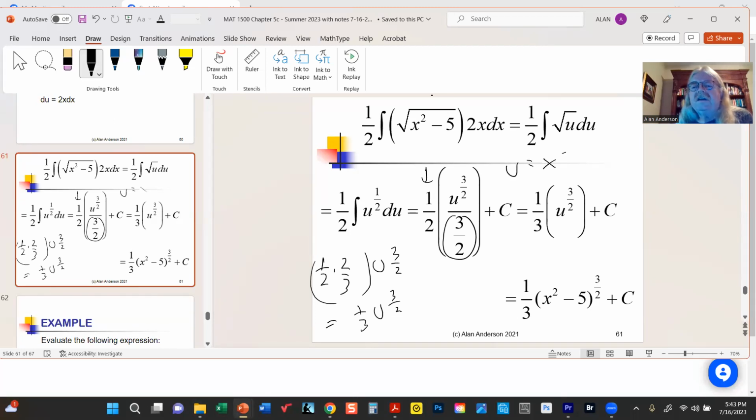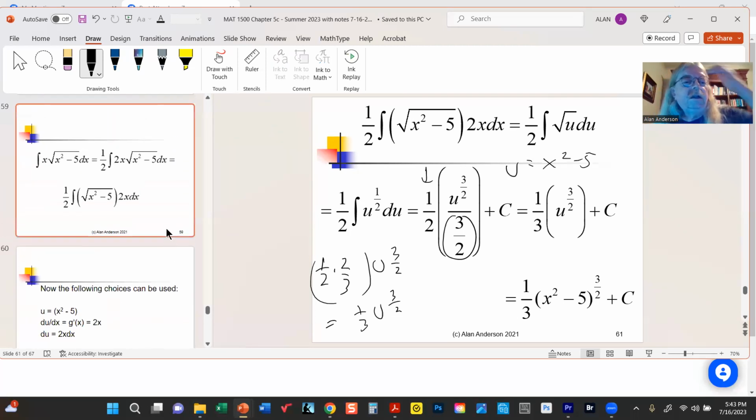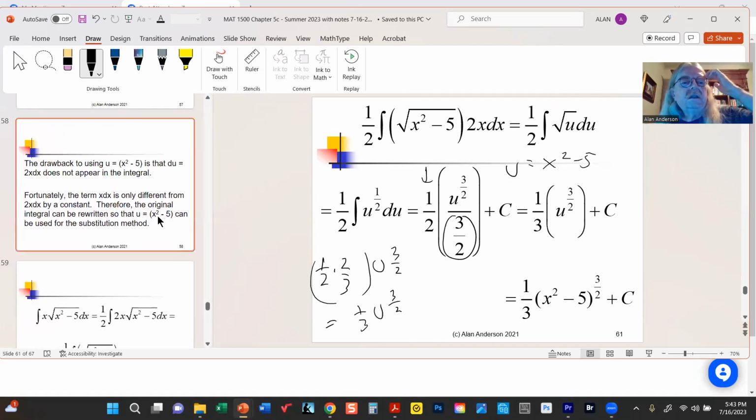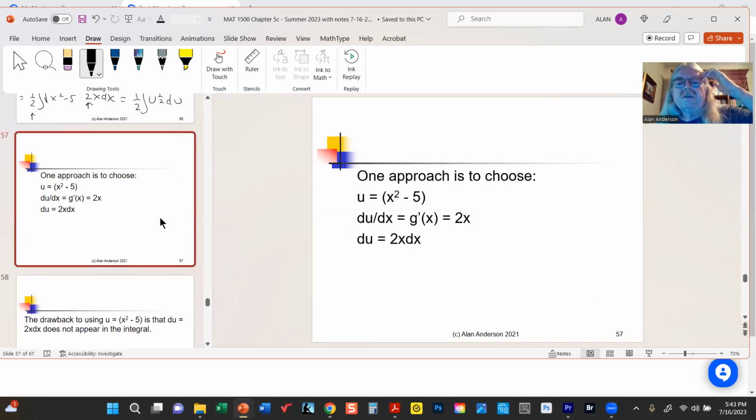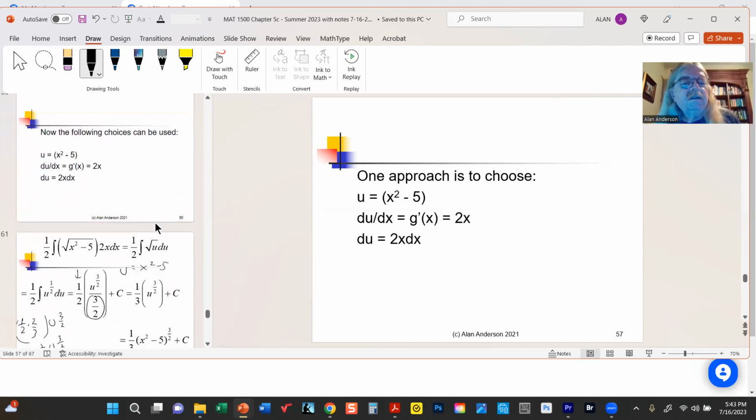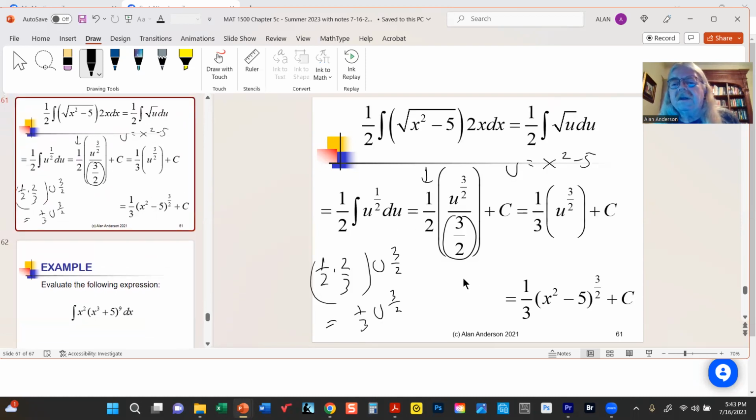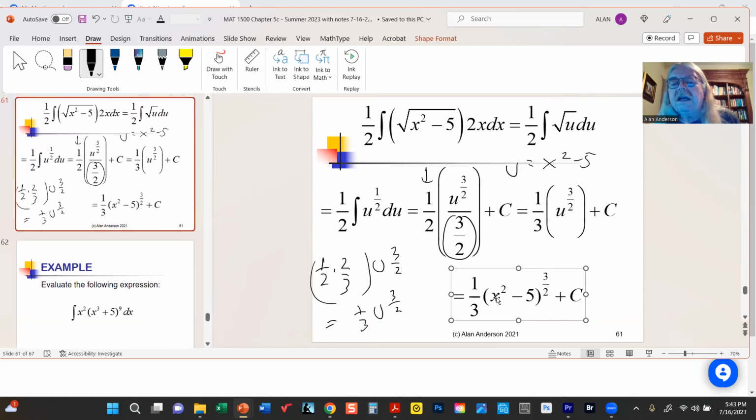And then remember that u is defined as x squared minus 5 from way, way back in the beginning. We chose u to be x squared minus 5. So we end up altogether with 1/3 times x squared minus 5 to the 3/2 plus c.